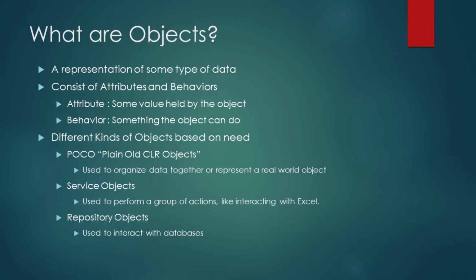Objects are just a code representation of something in the real world. While there are many different types of objects, objects consist of two things: attributes and behaviors. An attribute is just a variable that is used to define some value about that object, while the behavior is just a task or an action that the object can do.